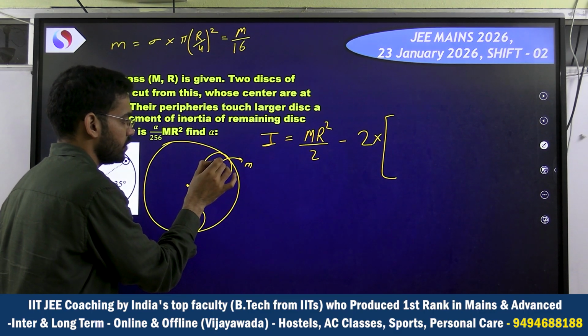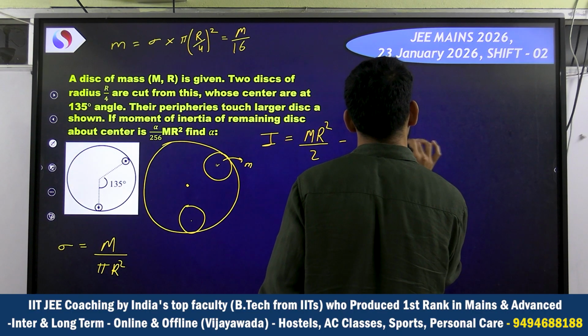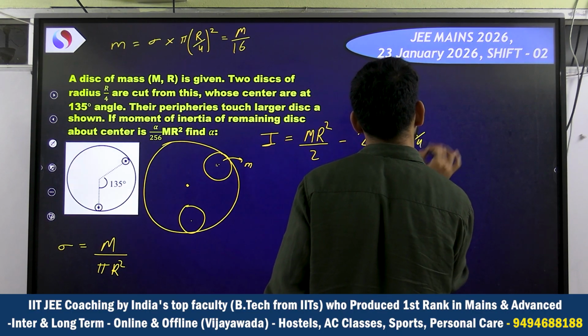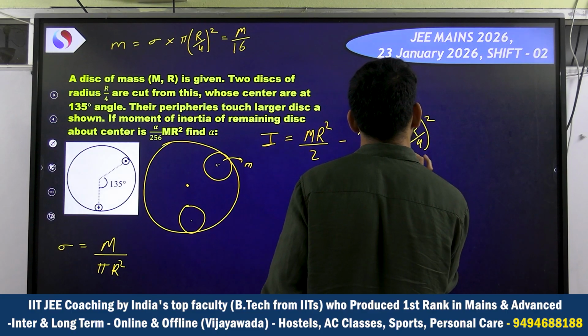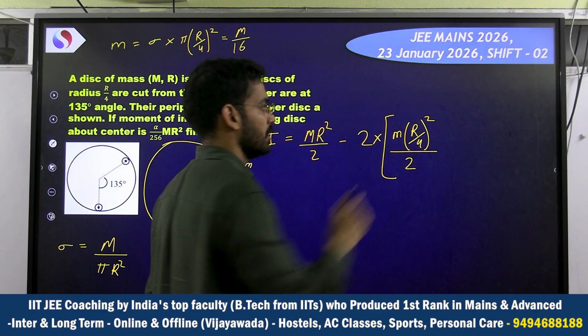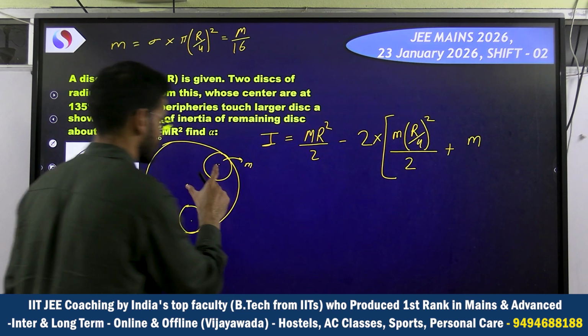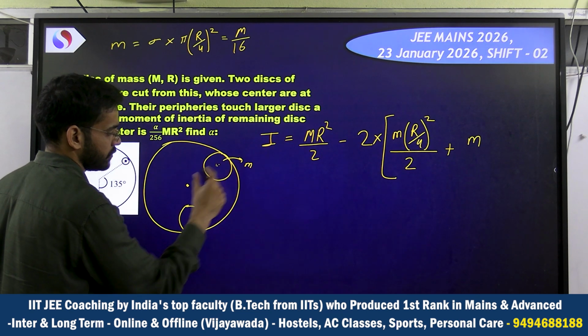So ICM will be how much? MR square by 2. That's it. So m is small m, r is r by 4, divided by 2, mr square by 2 plus md square. So small m into d. This distance is how much? So you can say r by 4 and r by 2.